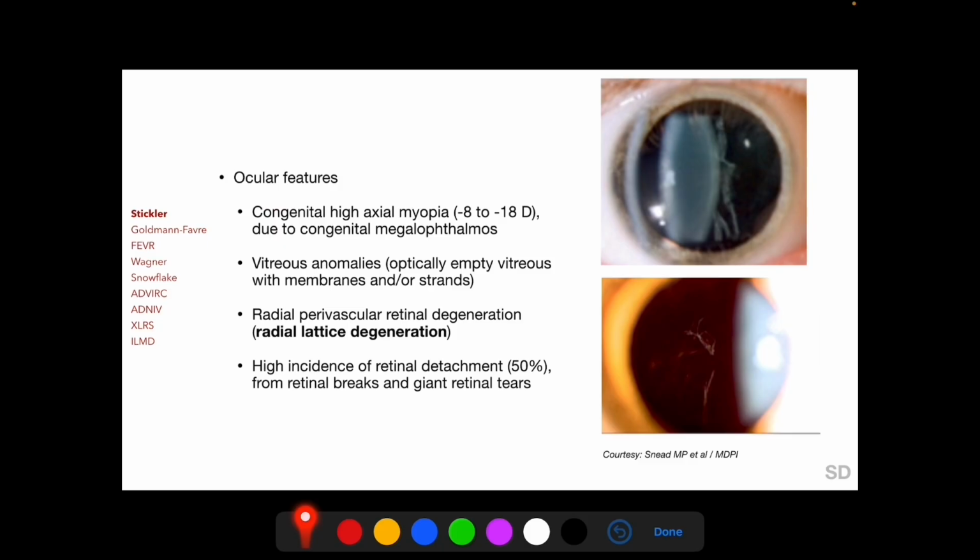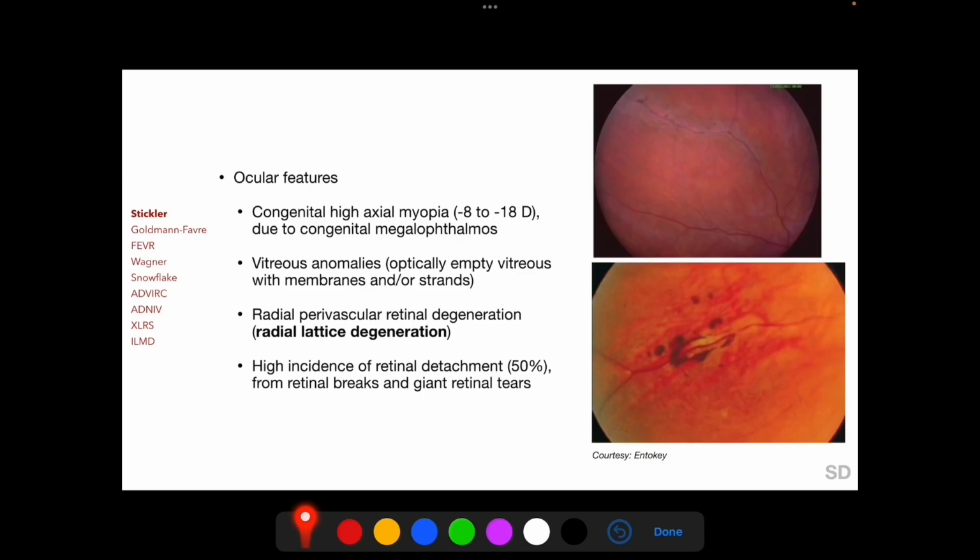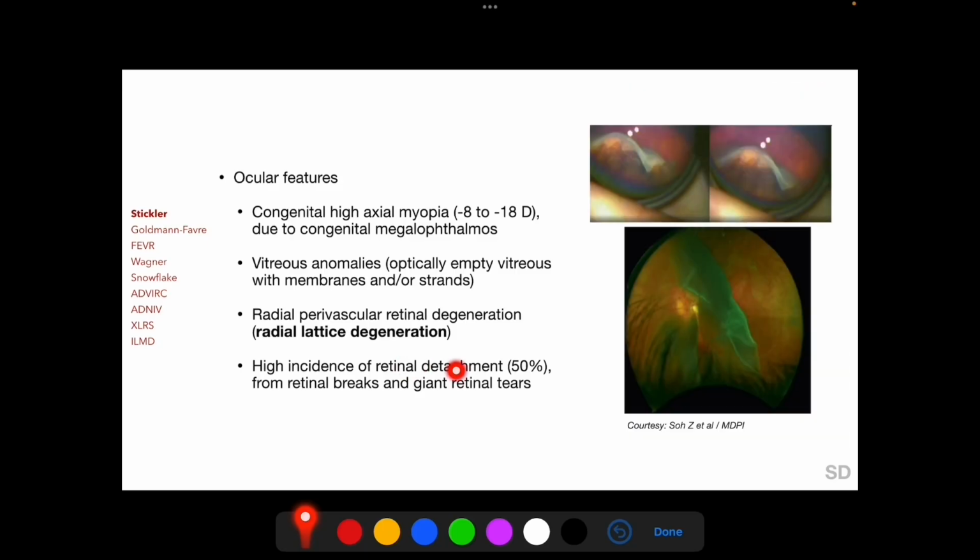Ocular features of Stickler syndrome include congenital high axial myopia due to congenital megalophthalmos, vitreous anomalies including an optically empty vitreous which can be discerned only on slit lamp examination, with membranes and dot strands as seen here in these clinical photographs, radial perivascular retinal degeneration as seen here in these clinical photographs, which is also known as radial lattice degeneration and is very characteristic of Stickler syndrome, and a high incidence of retinal detachment from retinal breaks and giant retinal tears.